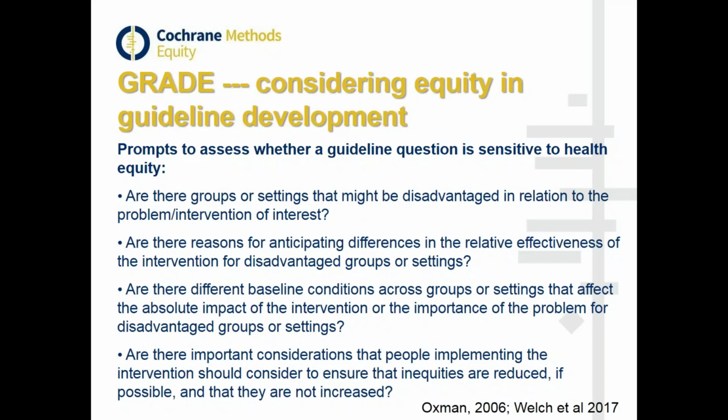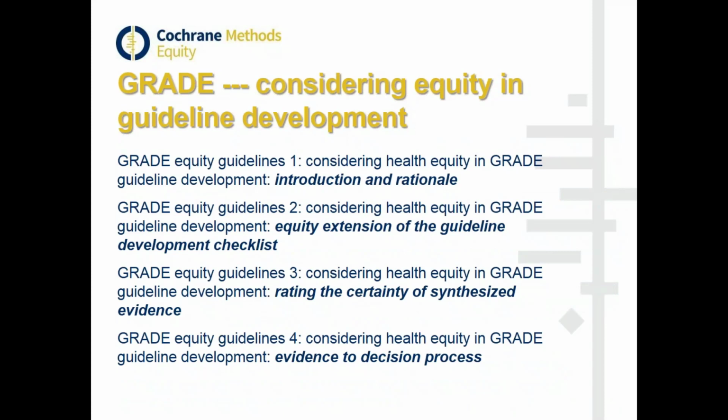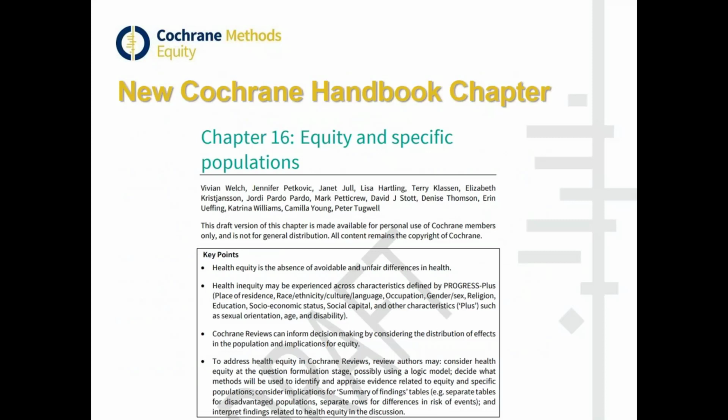And so there's a series of guidance papers about that includes an equity extension of the guideline development checklist, how you might think about rating the certainty of synthesized evidence to consider equity in guidelines, and the evidence to decision process. And there's a new Cochrane Handbook chapter on equity in specific populations. So this provides some more detailed information about how you'd consider equity throughout all the steps of a systematic review, and is still in draft form.